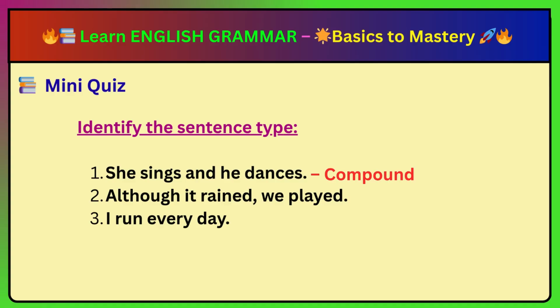2. Although it rained, we played. This sentence has one independent clause, we played, and one dependent clause, although it rained. That makes it a complex sentence. 3. I run every day. This sentence has only one independent clause. That makes it a simple sentence. Did you get them all right?